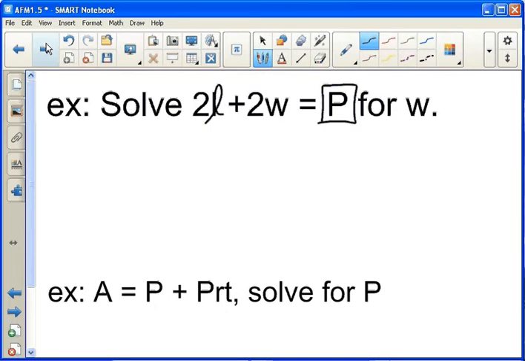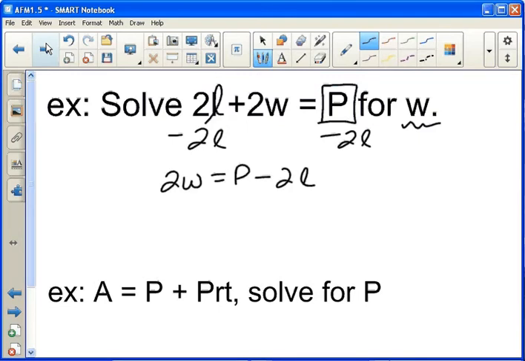So the first thing I'll do is subtract 2l from both sides. And I get 2w equals p minus 2l. There's only one more thing I have to do to get w by itself, and that's divide by 2. So w equals p minus 2l over 2.